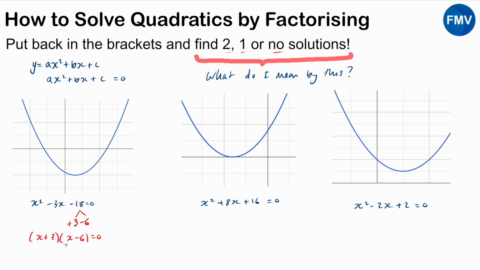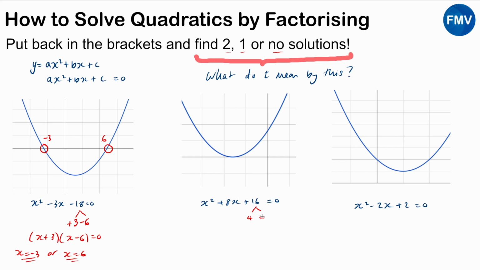And then if we solved that, in other words, we make that side of the bracket equals 0, we know the value of x would become minus 3. And if we solved this, made that equal 0, this value of x would become 6. So in this case, we have 2 solutions. So it crosses the x-axis at 2 points. 2 solutions.